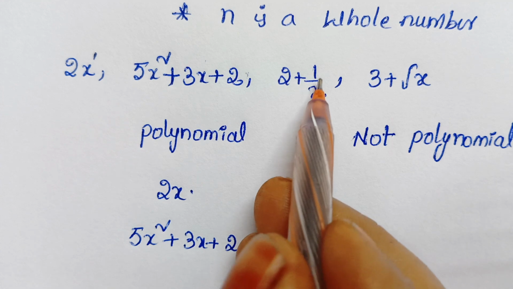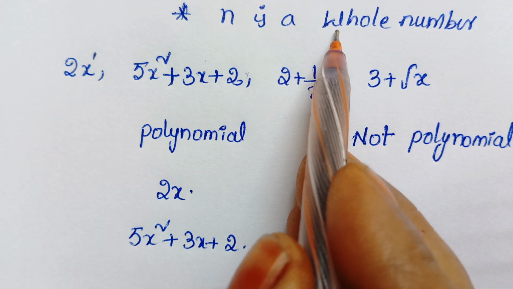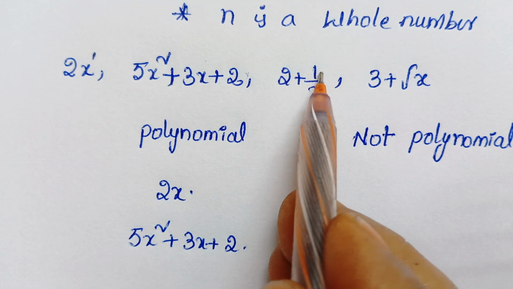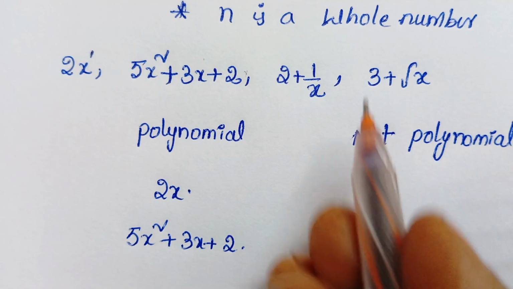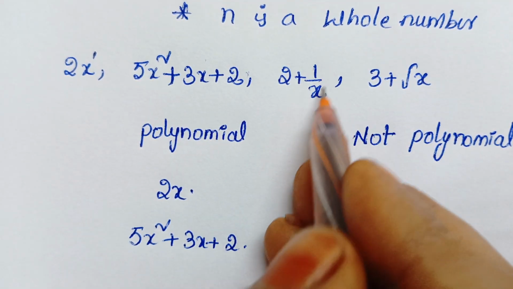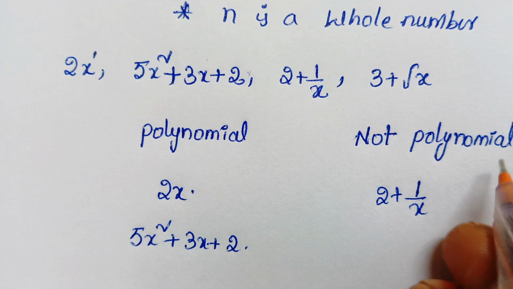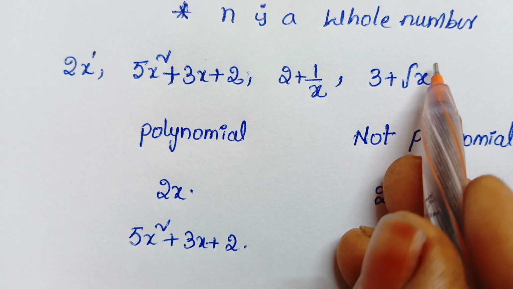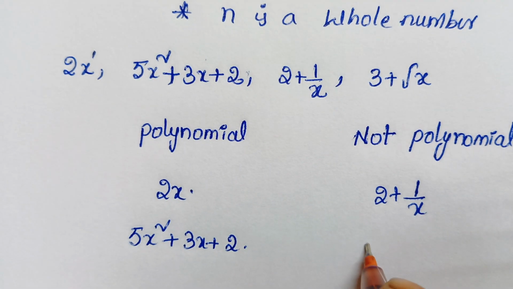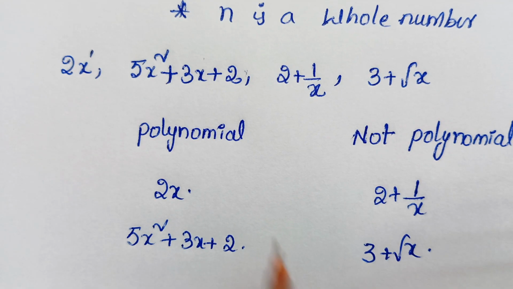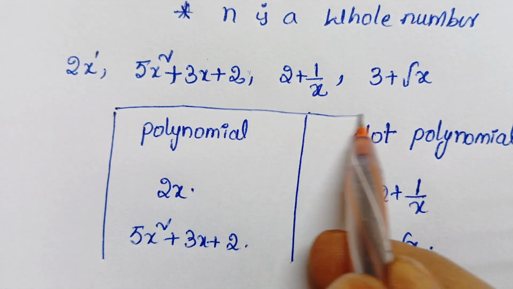Now 2 plus 1 by x. This is an inverse type; x power minus 1 will come. Here n must be a whole number, which means starting with 0, 1, 2, 3 and so on. Here x power minus 1 will come, a negative number, so this is not a polynomial. So 2 plus 1 by x is not a polynomial. Here root x is x power 1 by 2, and 1 by 2 is not a whole number. That's why 3 plus root x is also not a polynomial. Like this, we identify what is a polynomial and what is not a polynomial.